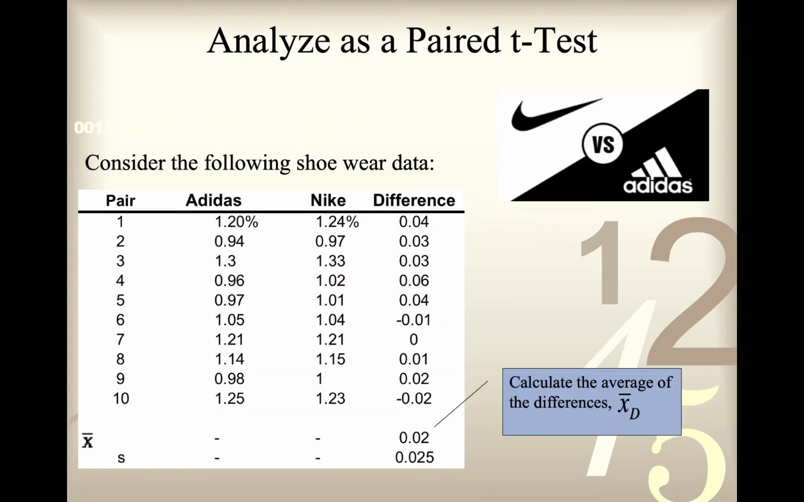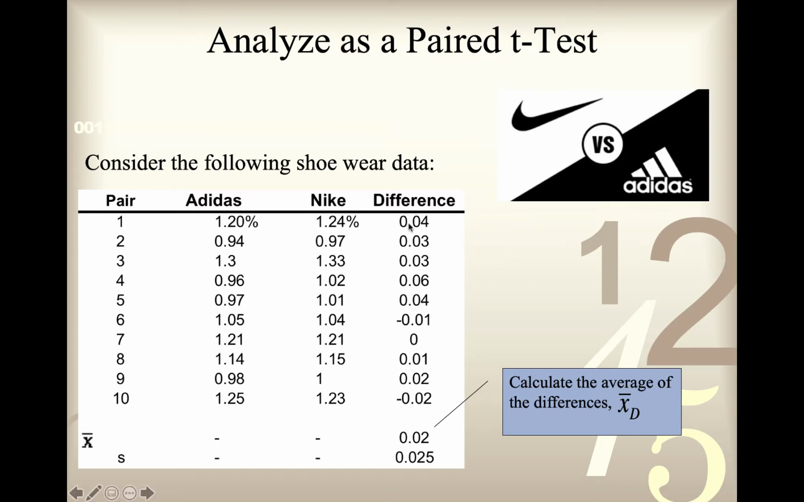So how do we do that? The answer is we analyze it as a paired t-test. The Adidas and Nike are actually dependent samples because the same person wears both of them. Rather than thinking that the Adidas comes from a population with mu Adidas and the Nike comes from a population with mu Nike, what the software is going to do, and again, this is what the software does, this is not what you do.